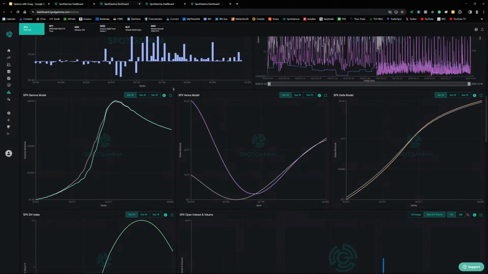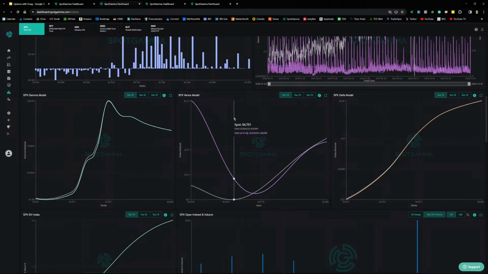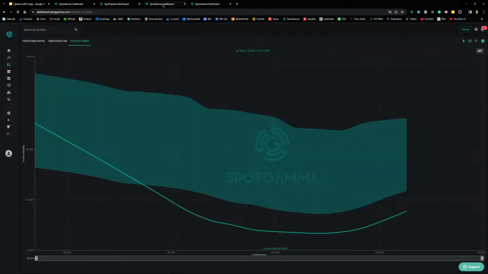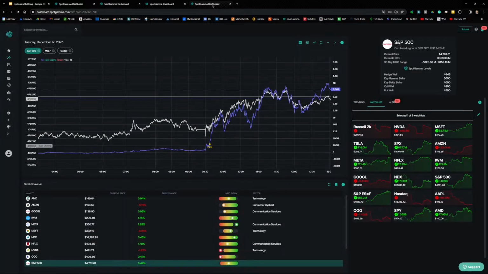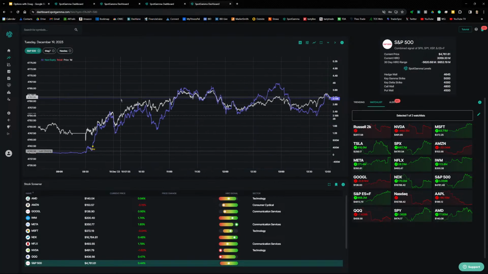All right, one other note before I take a look at setups: SpotGamma has recently introduced this set of volatility tools. As I spend more time with this, I will start to incorporate these new tools into my analysis. All right, let's take a look at some setups now. This is the S&P 500 hero signal.